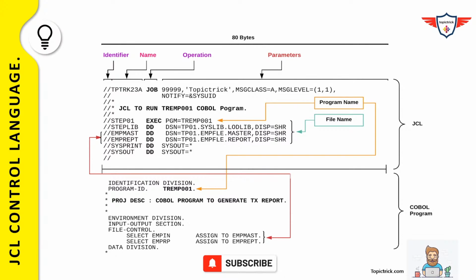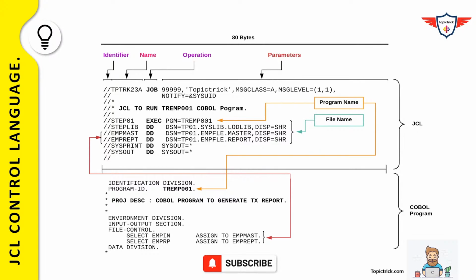After that you have an execute statement, which is the beginning of a step of that particular job. I've specified the step name as STEP01, EXEC PGM=TREMP001. This is the name of a COBOL program, and I've already highlighted it in orange color. After that you have a DD statement, STEPLIB. STEPLIB is used to specify the library where the load module is residing, right? We're going to discuss that in detail in a later part of the section. As of now, just remember that the system is going to pick the load module from this particular library.